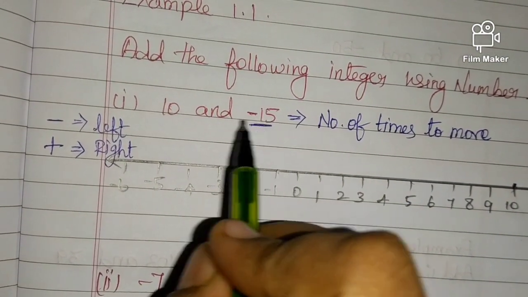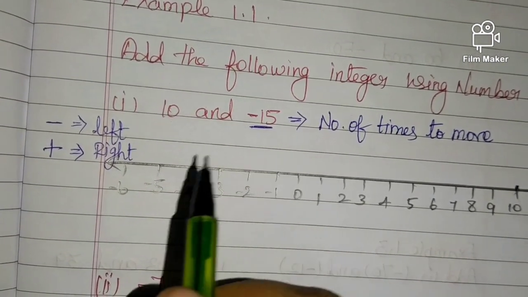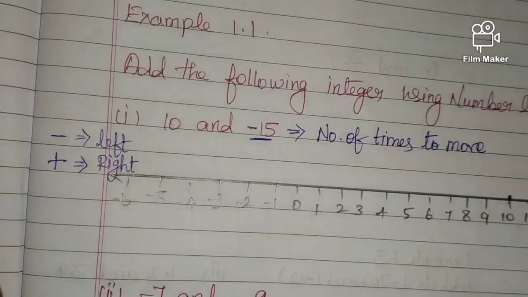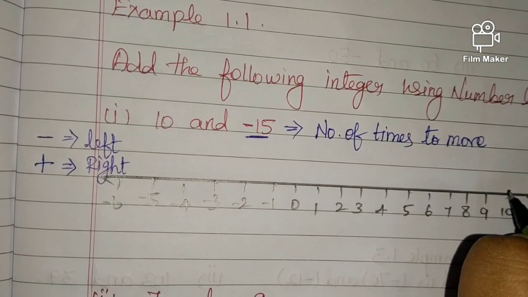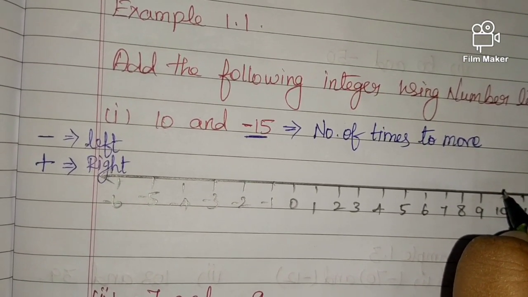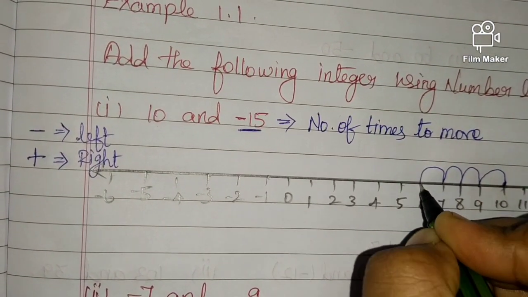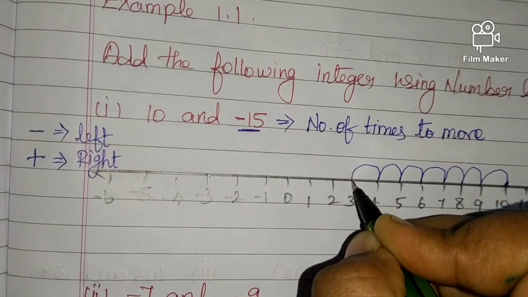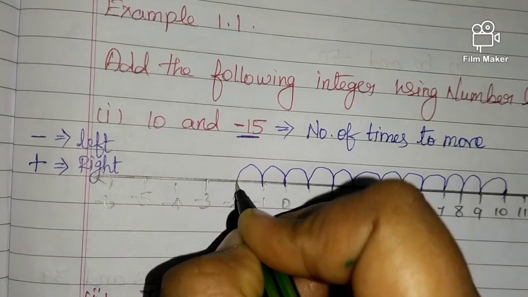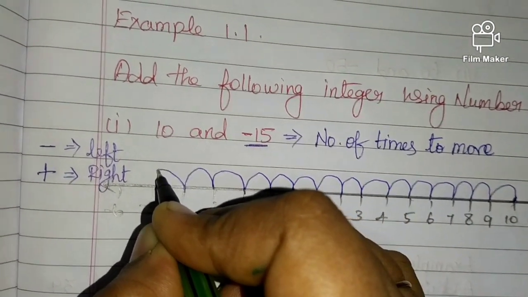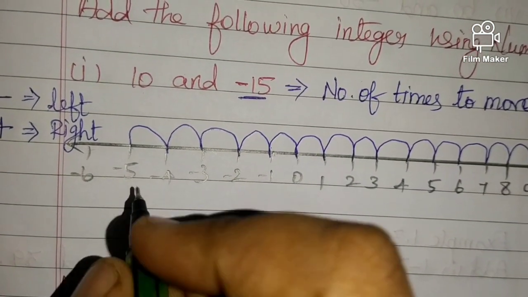Here negative number they given, so from the 10 we want to move 15 times to the left. I'm keeping my finger here, left hand side 15 times want to move. So count with me, 1, 2, 3, 4, 5, 6, 7, 8, 9, 10, 11, 12, 13, 14, so 15. After 15 times, what number do we have here? So minus 5.